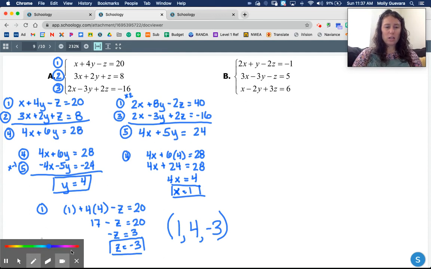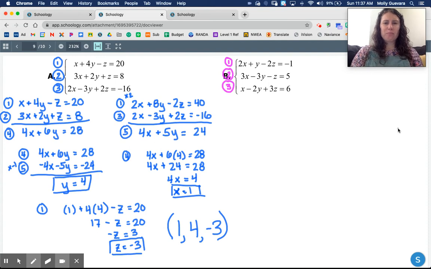So let's go ahead and look at B. And we'll do B together. I'm going to switch up the colors just so we don't get confused. And I'm going to label these equations. And yeah, we'll see what we do.